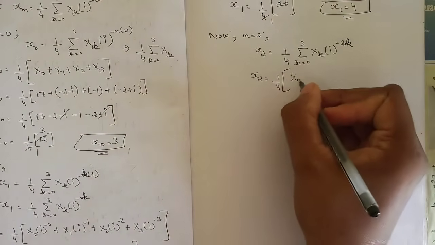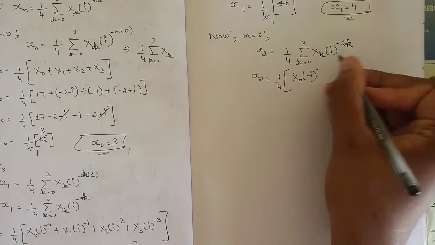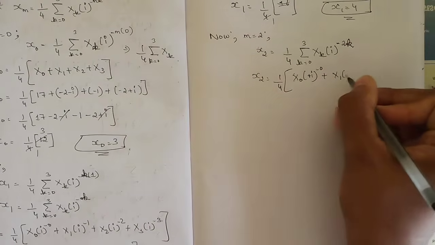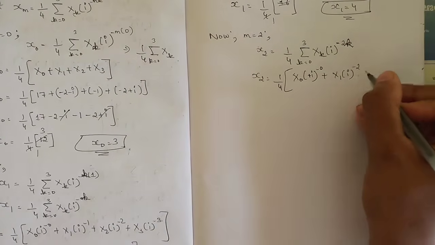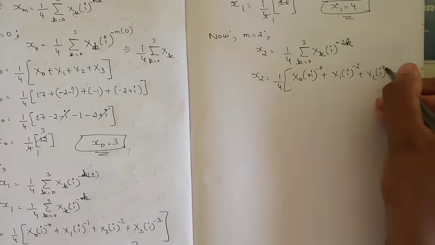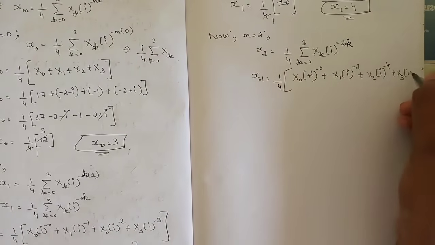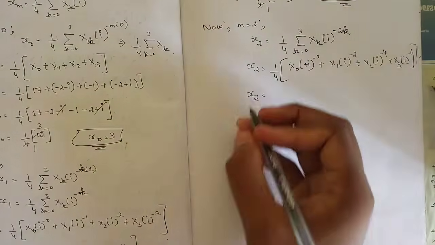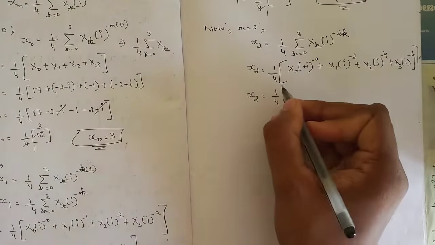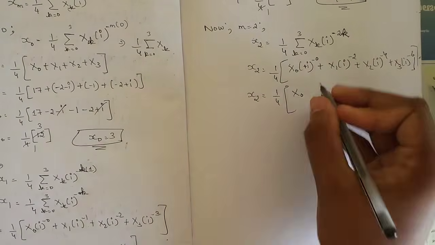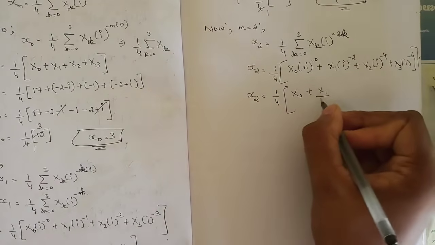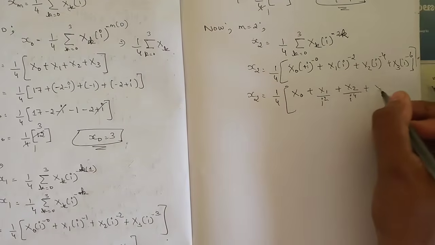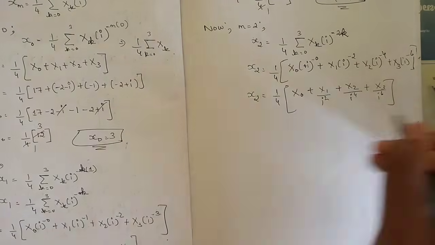Now it will be x0 i to the power minus 2 into 0, which is 0, plus x1 i to the power minus 2 into 1, which is minus 2, plus x2 i to the power minus 4, plus x3 i to the power minus 6. So x2 would be 1 by 4 into, i to the power 0 is 1, so x0 plus x1 by i squared, I bring this to the denominator, plus x2 by i to the power 4 plus x3 by i to the power 6.